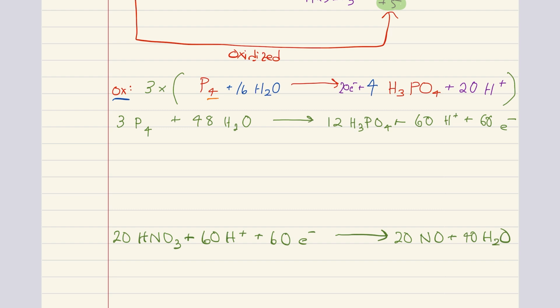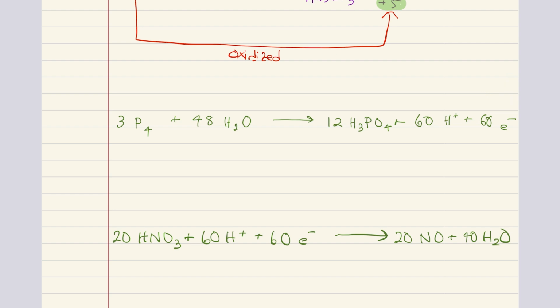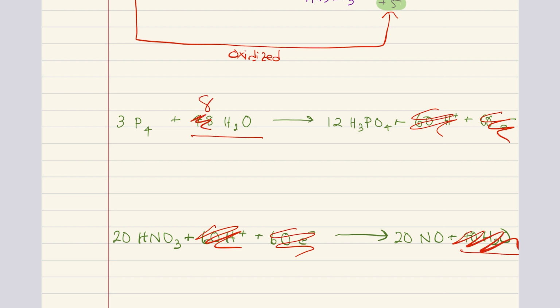In step 6, we're going to be adding the two half reactions. Anything that occurs on both the reactant and product sides will cancel out. Therefore, the 60 electrons cancel out, and the 60 H+ also cancel out on both sides. In addition, there are 48 water molecules on the reactant side and 40 water molecules on the product side. This leaves us a total of 8 water molecules on the reactant side in the final equation.